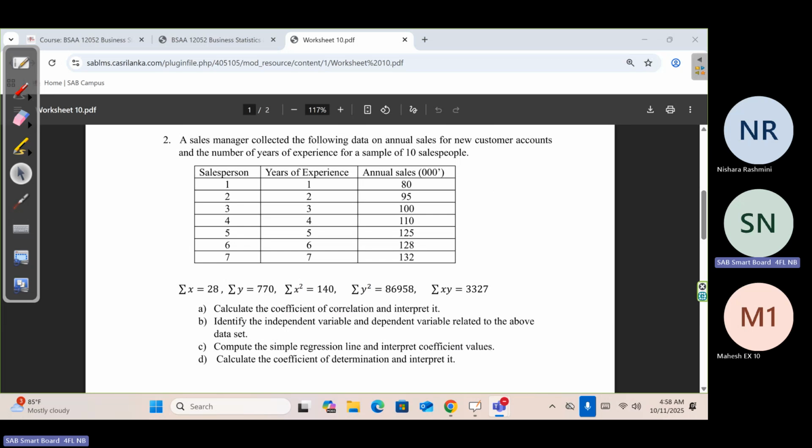Understood? If the R squared value is low, then it means your regression model is not a good one. Let's assume the R squared value is 20%. Then your regression model is not a good one. Why? We select the independent variable, and if R squared is 20%, it means the number of years of experience is not the most appropriate factor to impact the sales level.